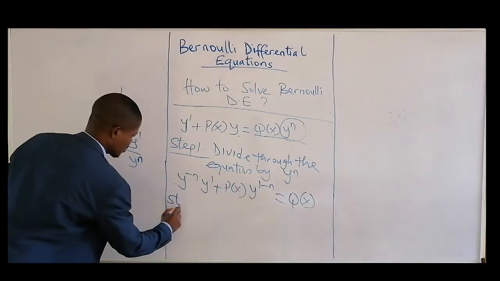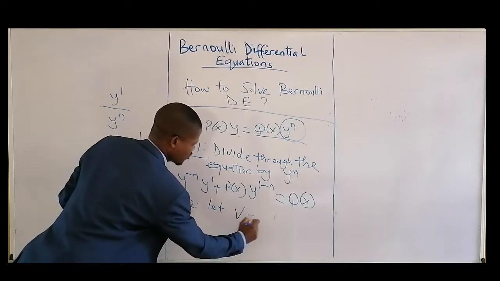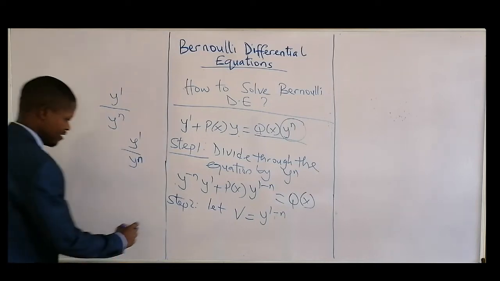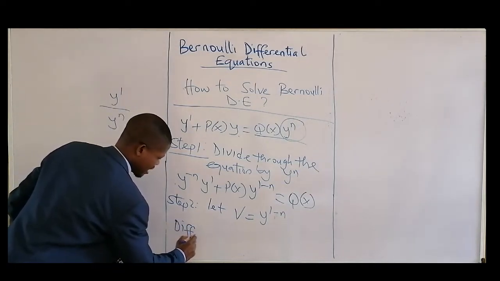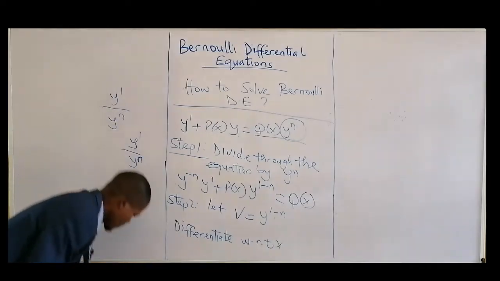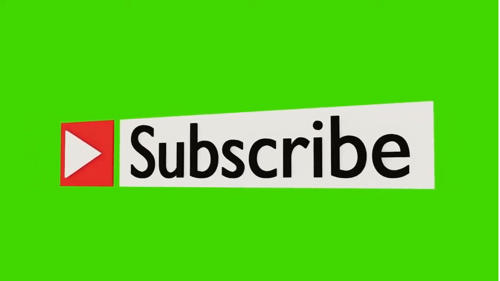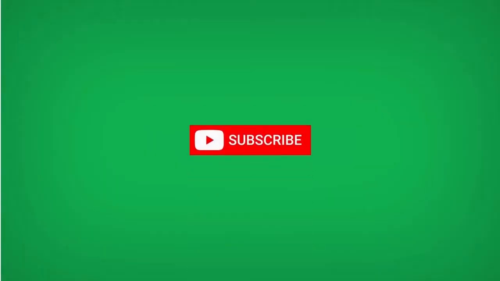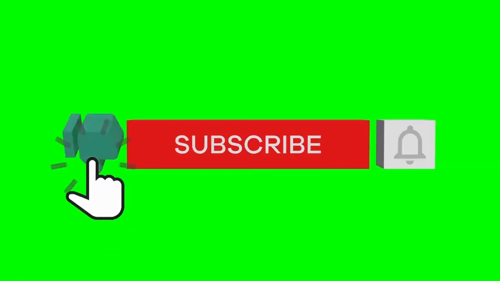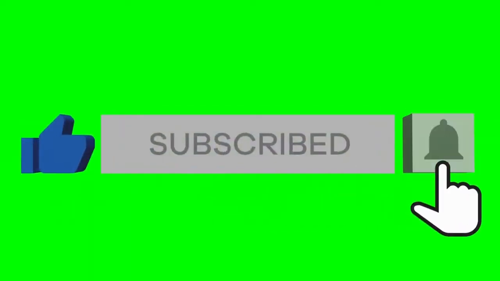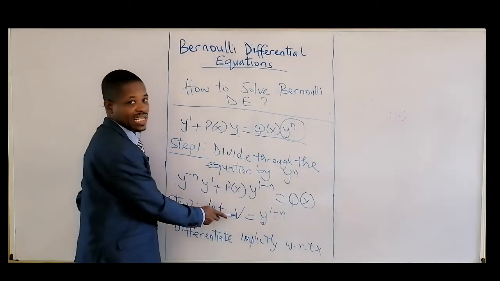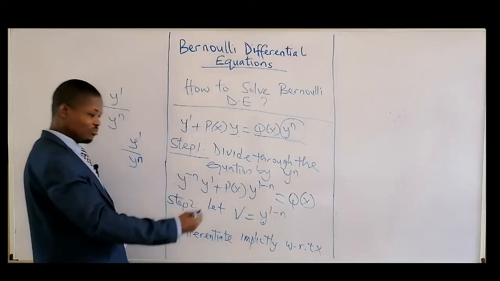Then step 2. Let v be equal to y^(1-n). Okay. And then differentiate that implicitly with respect to x. Because if you look at this v, we want to differentiate that with respect to x, but y is not an x function. So that means y is a function of itself, and at the same time it's a function of x. And that's why we are differentiating it implicitly.